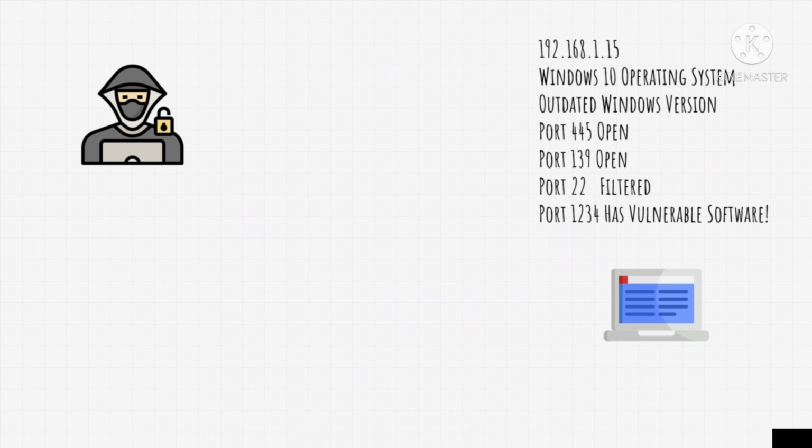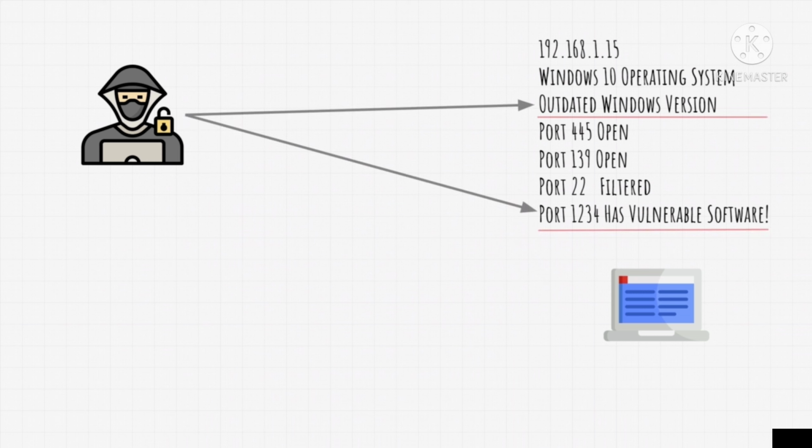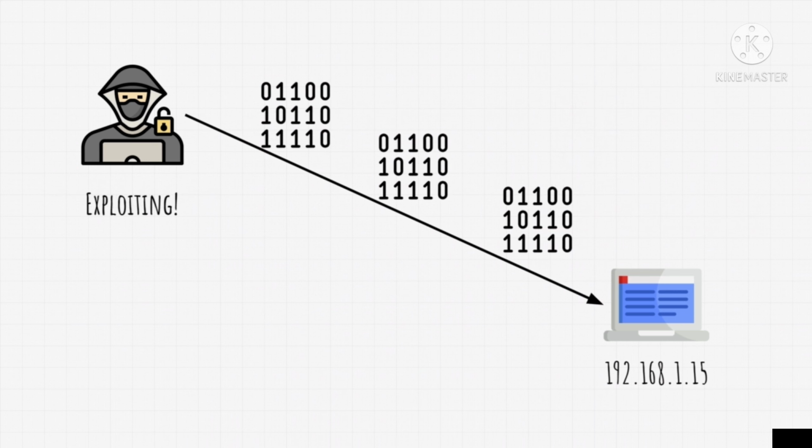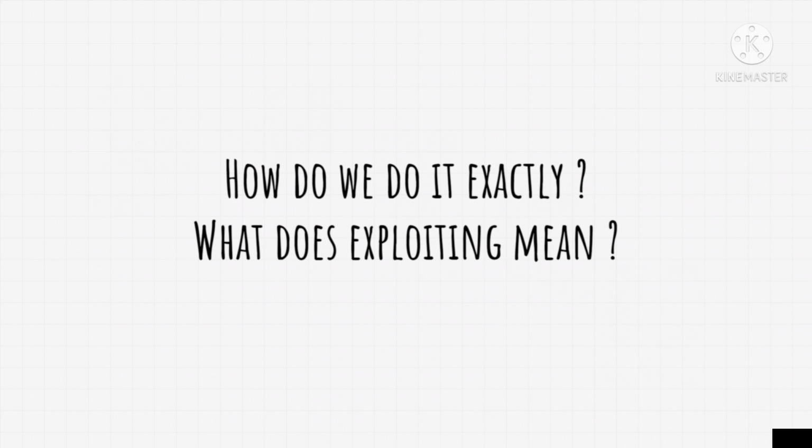Once we found out this information, the next step is to extract useful information from this. So in this case, what we would find most interesting would be these 2 facts: an outdated Windows 10 operating system and a vulnerable software on port 1234. This is what we will use to attack the target. We would then exploit the target's vulnerability and gain access to it. But wait a second. What do I mean we would exploit the target? How do we do it exactly? And what does exploit target even mean?